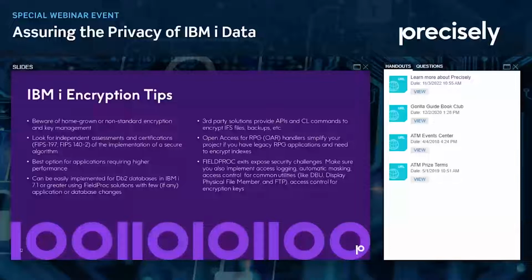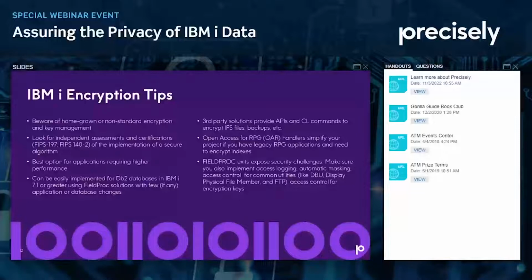Beware of homegrown or non-standard encryption that you might find out there. Like I said, there's some very established and known encryption algorithms that have been tested over time, and we encourage you to use those in your encryption solution. You want to look for independent assessments on which ones are the best. Certifications, as I mentioned, you can see a few of them on the slide here. These well-known encryption algorithms are going to be best from a performance standpoint as well.